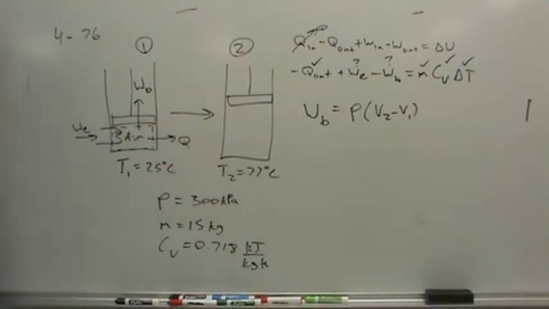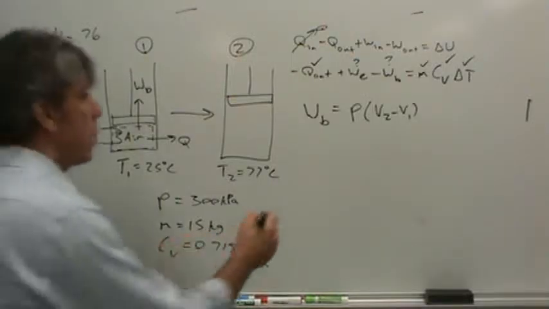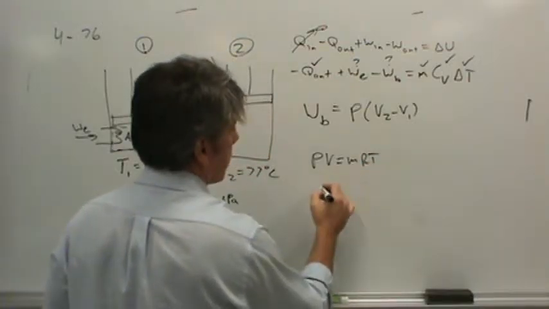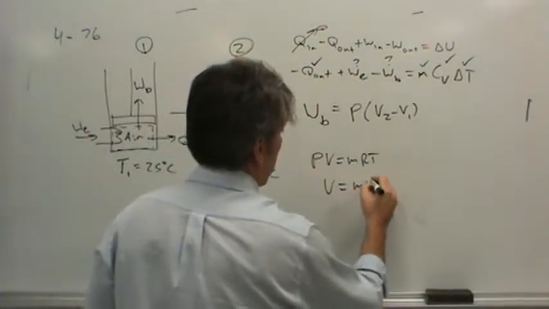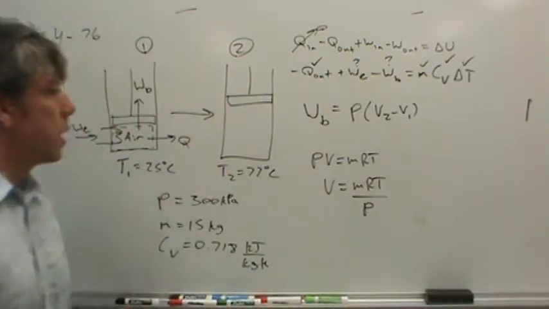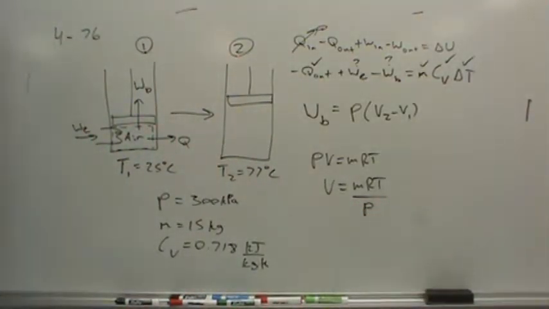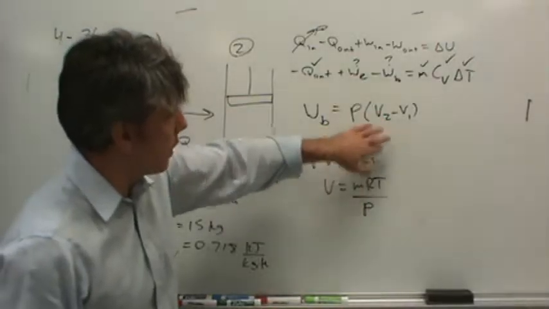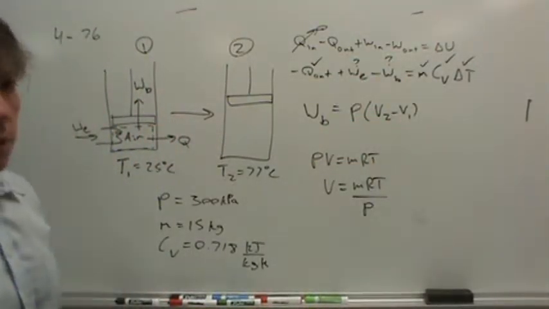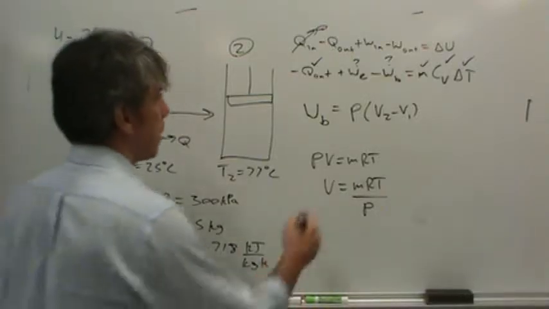Could we get the volume of the air? Sure, we could use the ideal gas law. So PV equals MRT. If we rearrange this, the volume is just MRT over P. Now, of course, we could get fancy here and make a bunch of substitutions. Why not? Let's do it.